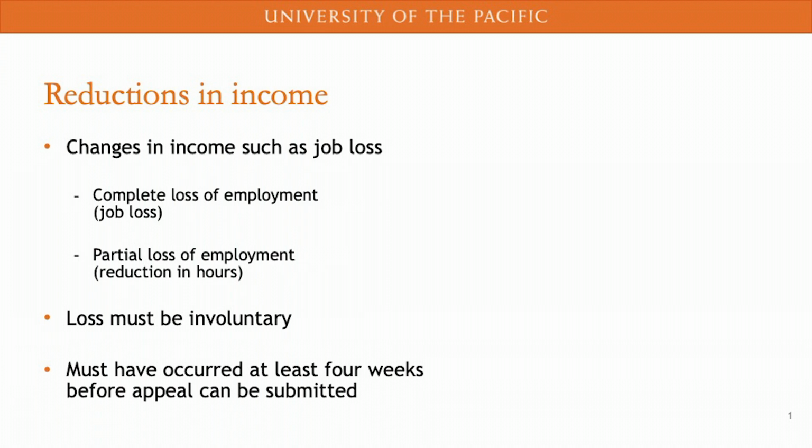Perhaps your family has experienced a job loss, maybe a complete loss of employment, or even a partial loss of employment, reduction in hours, or a transition to a newer, low-paying job. This loss does have to be involuntary, and it must have occurred at least 4 weeks before the appeal can be submitted to our office for review.